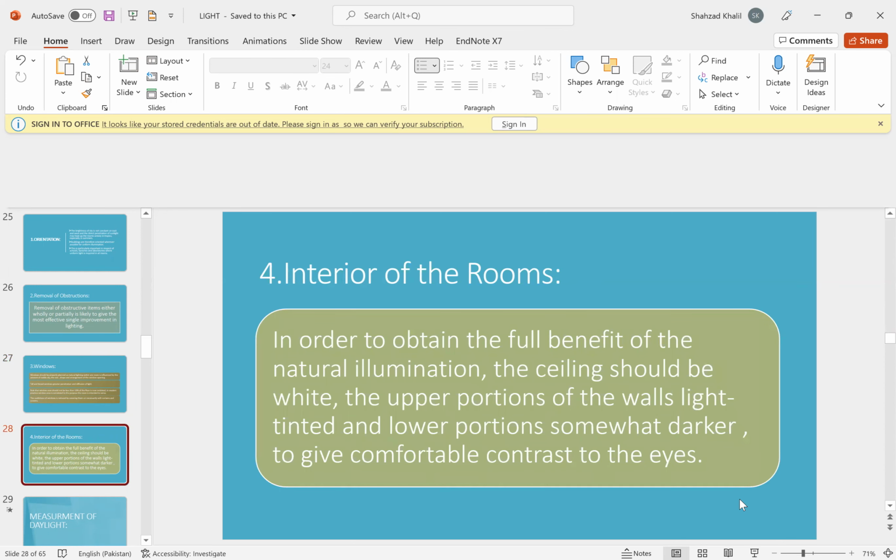Interior of the room. In order to obtain the full benefit of the natural illumination, the ceiling should be white, the upper portion of the wall light tinted, and the lower portion somewhat darker to give comfortable contrast to the eyes.